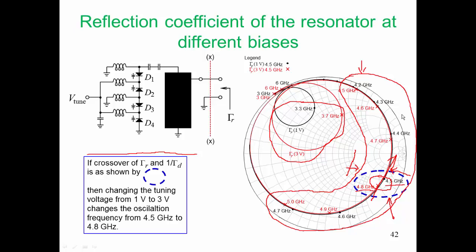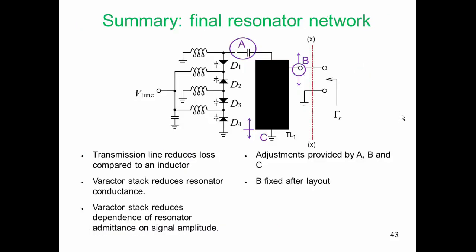So let's summarize where we are. This is the resonator network. It really looks quite simple, doesn't it? There are only a few elements, and this is for a design that operates at 5 gigahertz. The transmission line was chosen to replace the inductor, mainly because it has lower loss. A lumped inductor has really quite high loss, and we really cannot get a very good lumped inductor at a high microwave frequency, above about 5 gigahertz or so.